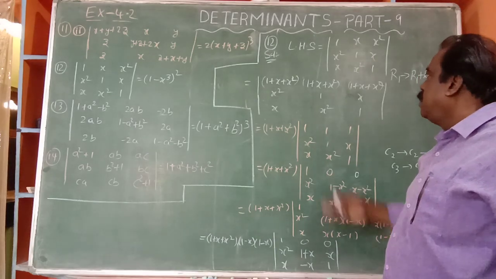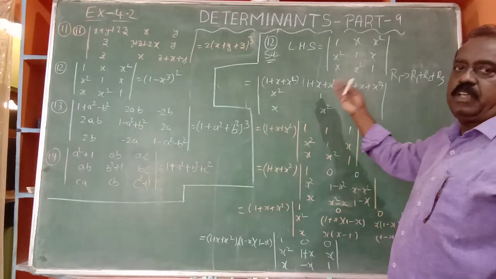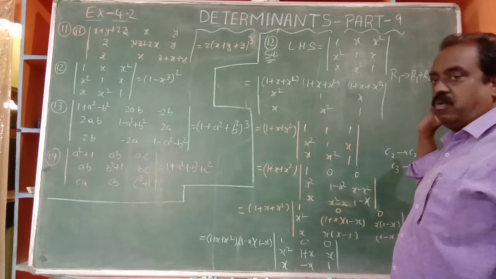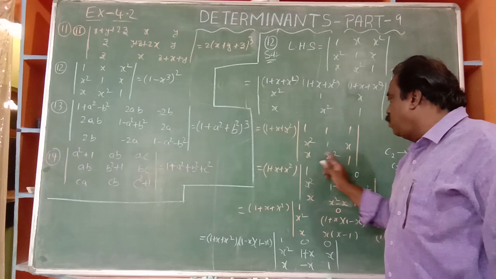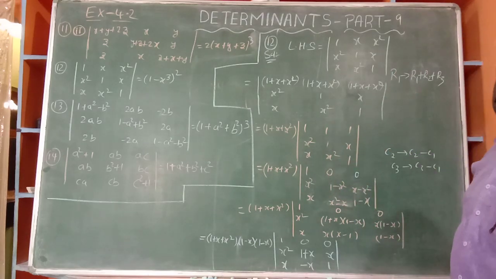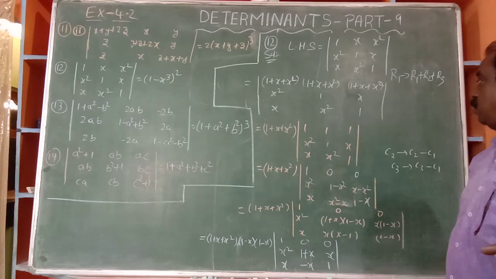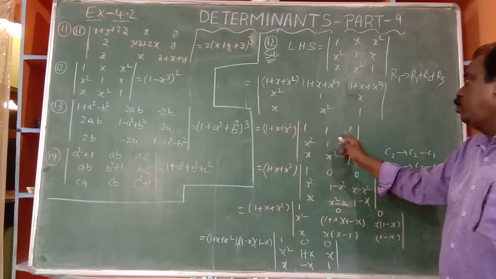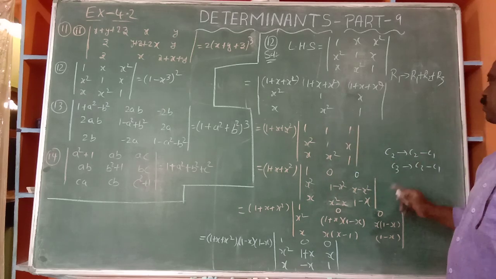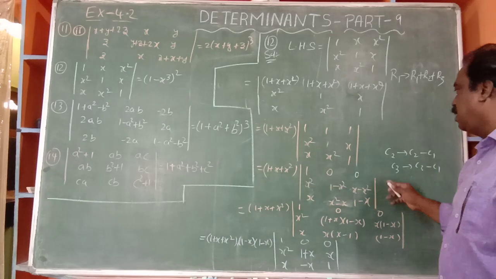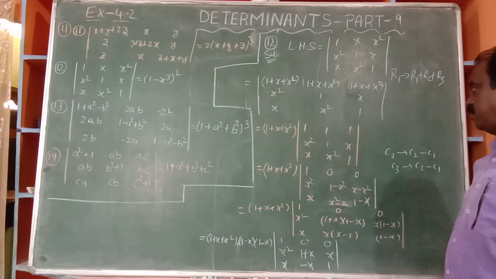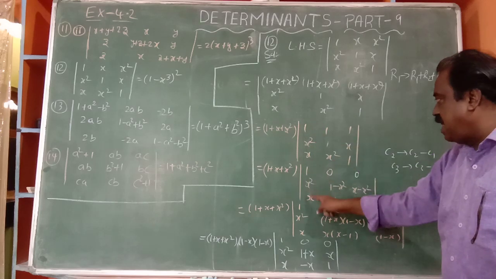R2 and R3 stay. So in the first row, 1 plus x plus x square is taken as common. Then we remain with 1, 1, 1 only. The second and third rows are as they are. But since we get 1, 1, 1 in the first row, in order to make 2 zeros, not R2 minus R1, R3 minus R1, but C2 minus C1, C3 minus C1. No confusion. The first column is as it is.